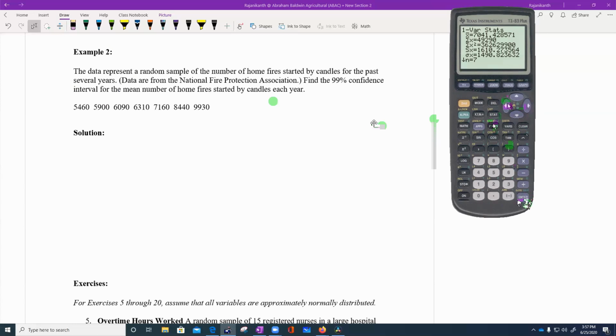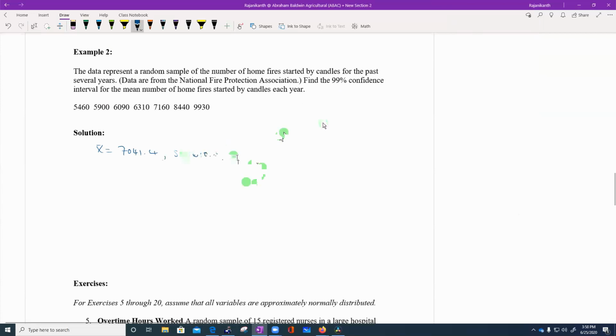Okay, so I got a bunch of summaries about my data set. Let me write down those things. So x bar is 7041.24, and I need now the sample standard deviation, which is 6010.3. The sample size was 7 for this problem. Therefore, the degrees of freedom is 7 minus 1, which is 6. Then what is alpha here? If you read the problem, alpha is 1%, that is 0.01, right? Okay, so I know everything.